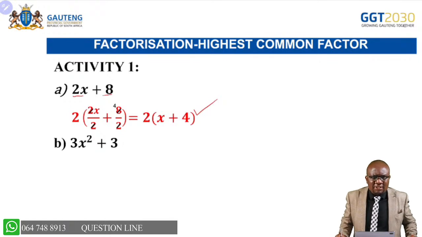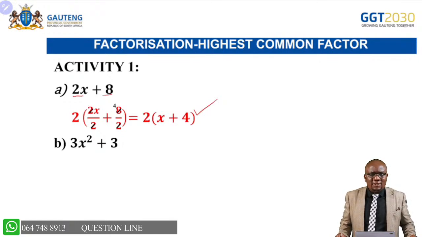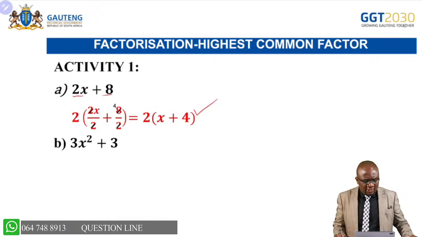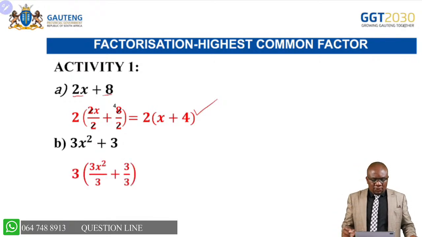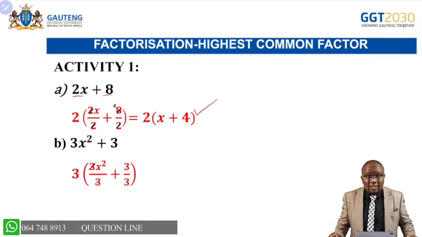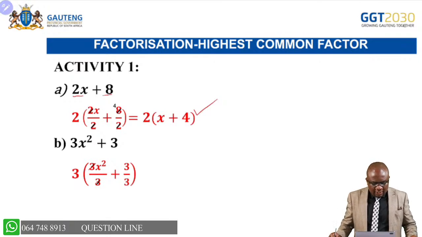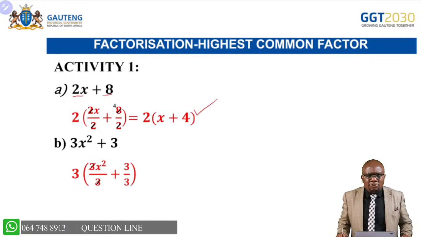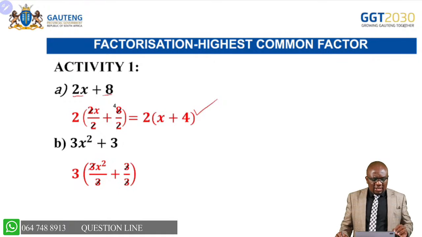What is the highest common factor there between 3x squared and 3? It is 3, isn't it? Right, it is 3. So what do we do? We divide by 3. 3 divided by 3 is 1. We remain with 1x squared. Okay. And then 3 divided by 3, what do we get? We get 1. We don't get 0, grade 10s. We get 1. Okay, we get 1.